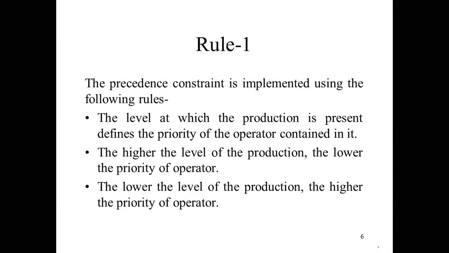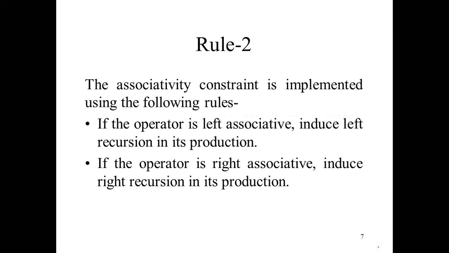The higher the level of the production, the lower the priority of the operator. So here we will provide the priority to the operator symbol. The lower the level of the production, the higher the priority of the operator. Okay. So another rule is the associativity constraint. How will we prove the associativity constraint?